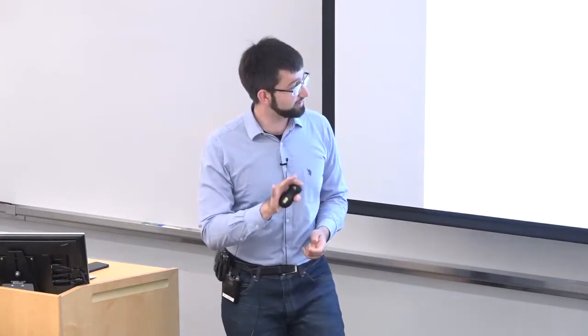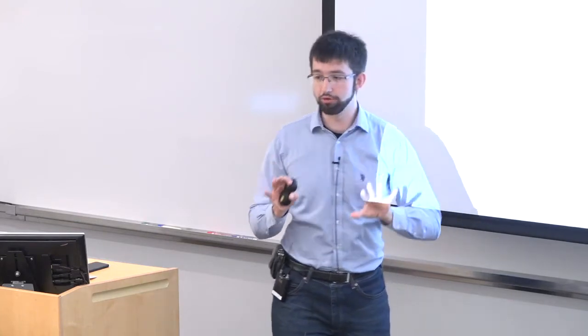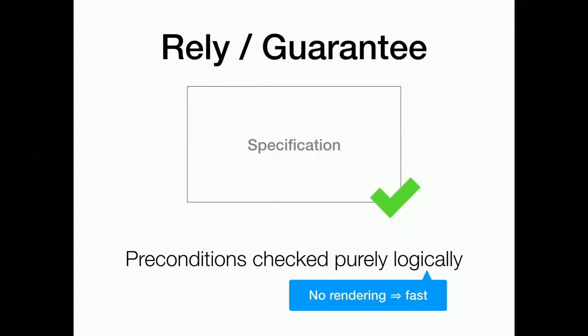And the way to fix that problem is to realize that for this final step, we don't need to reason about browser rendering. This step is what we call layout agnostic. We can check that these preconditions are satisfied as a matter of pure logic and derive the overall specification that we're interested in. And because we're not reasoning about rendering, the overall checking process is fast.